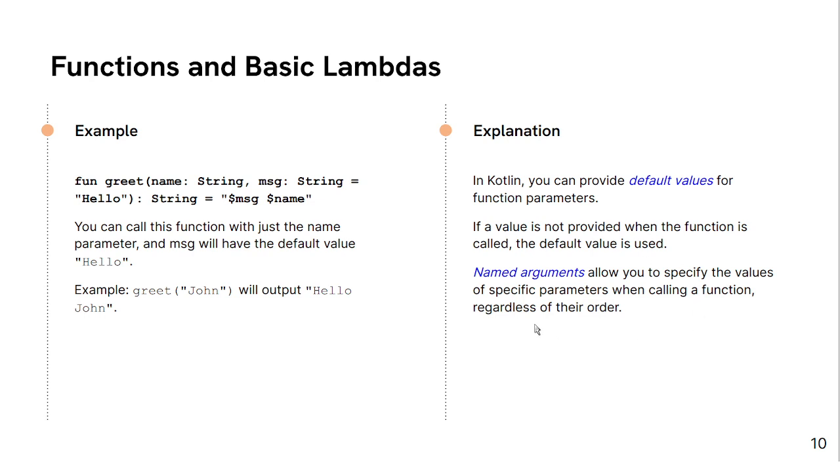For named arguments, right, named arguments allow you to specify the values of specific parameters when calling a function regardless of their order. So sometimes, suppose we would like to provide the message first and then the name second. We can just specify msg equals something when calling, for example, greet(msg = "hi", name = "John"), okay, like this.